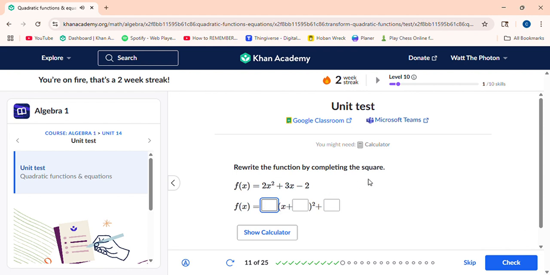Yay! Rewrite the function by completing the square. We have 2x plus 8. We're gonna have, let's first remove 2 of there, so we get x squared plus 3 over 2x minus 1.